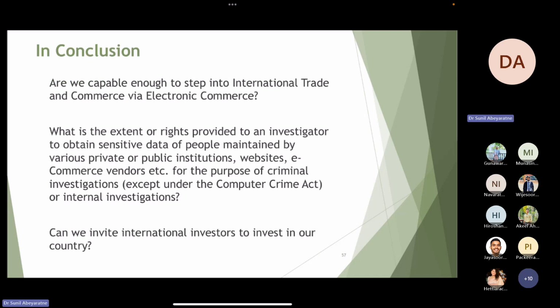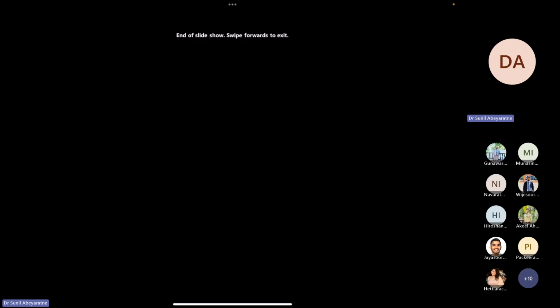So in conclusion, I have to ask: are we capable enough to step into international trade and commerce via electronic commerce? What is the extent of rights provided to an investigator to obtain sensitive data of people maintained by various private or public institutions, websites, e-commerce vendors, etc., for the purpose of criminal investigation or internal investigation? Can we invite international investors to invest in our country if we don't have a very powerful data protection law available in the country?